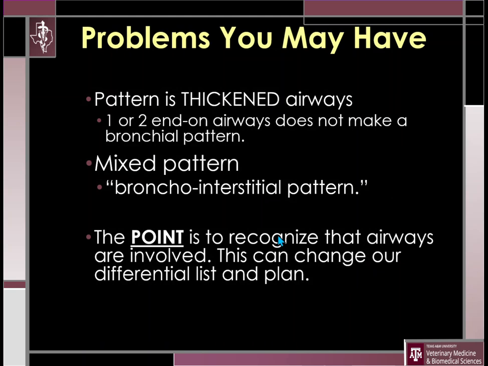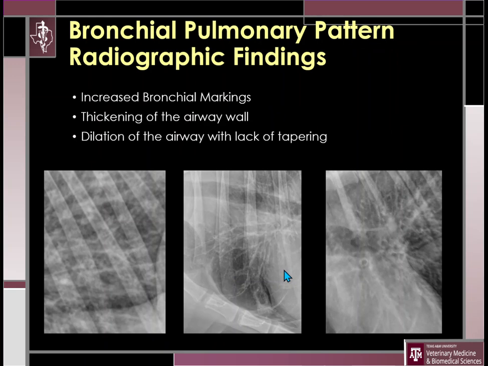Problem you may have is that the pattern is the thickened airway. So if you see 1 to 2 end-on airways, it doesn't make a bronchial pattern. It's the fact that you see thickened airways in lots of them. Most bronchial patterns are mixed, so they're usually a bronchointerstitial pattern. And the point is for you to recognize that the airways are involved, because this will change our differential list in our treatment plan. So radiographic findings associated with the bronchial pattern are increased bronchial markings, thickening of the airway or bronchial walls, and dilation of the airway with lack of tapering.